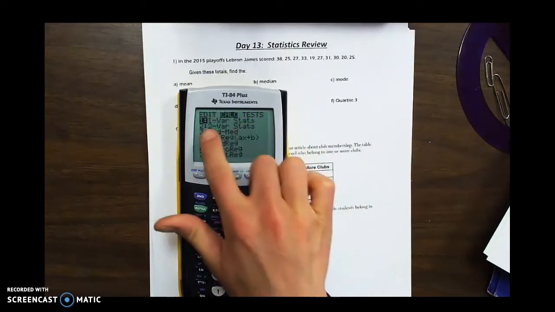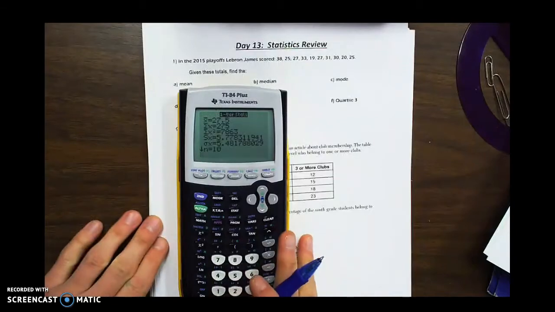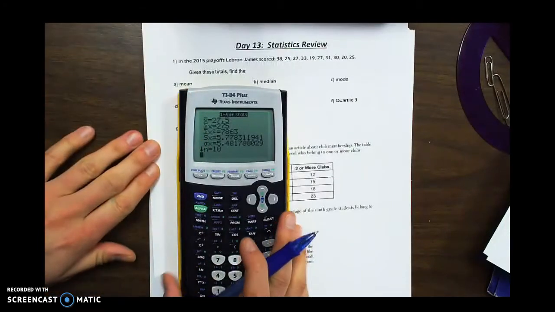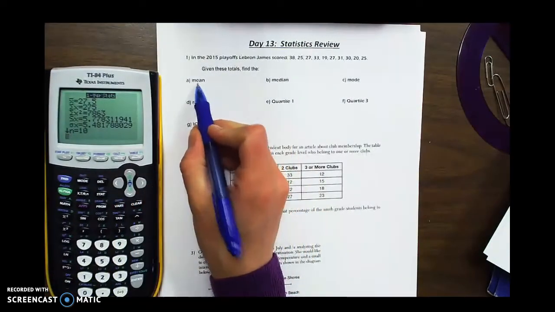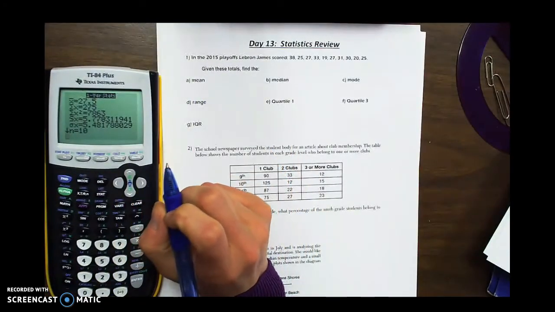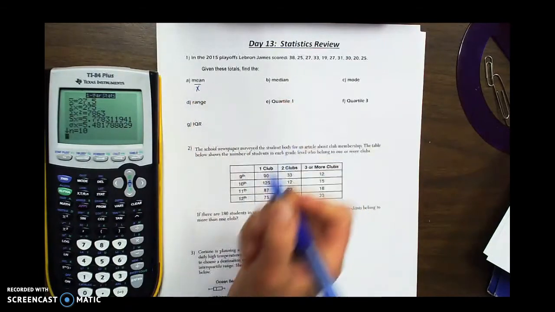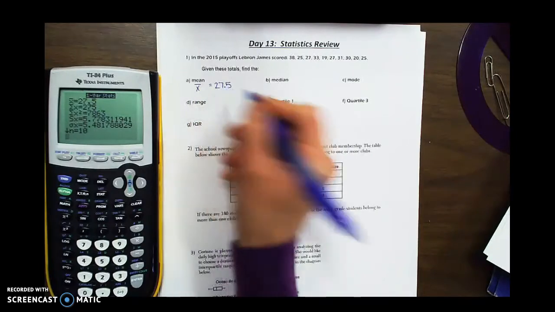Next up, we're going to hit Stat and go over to Calculate. Now we have one list, so this is one variable statistic. So I hit 1, and I go down to Calculate. And here we have a lot of information, so let's double check to see what we're going to need. The first term that we want to find is the mean. Now the mean is the mathematical average, and the symbol for that is x bar. So our average is 27.5.